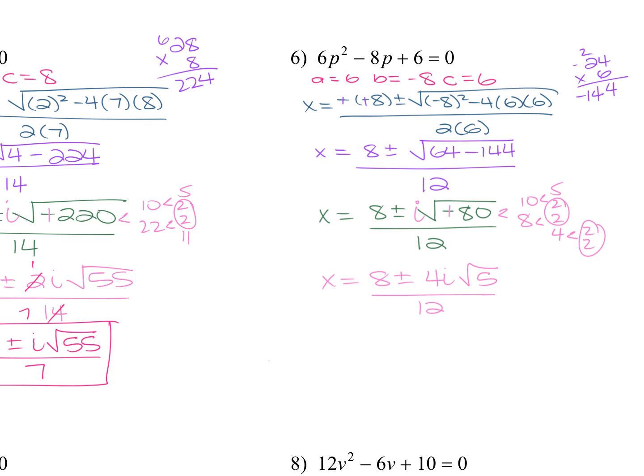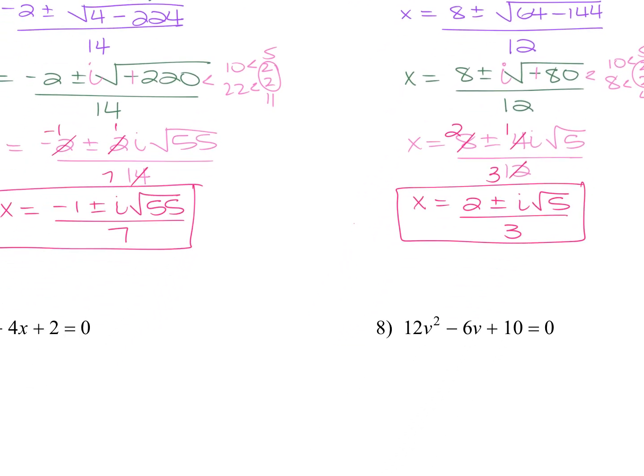8, 4, and 12 are all divisible by 4. So the 12 turns into 3, 4 turns into 1, 8 turns into 2. So that gives you 2 plus or minus i square root 5 all over 3.